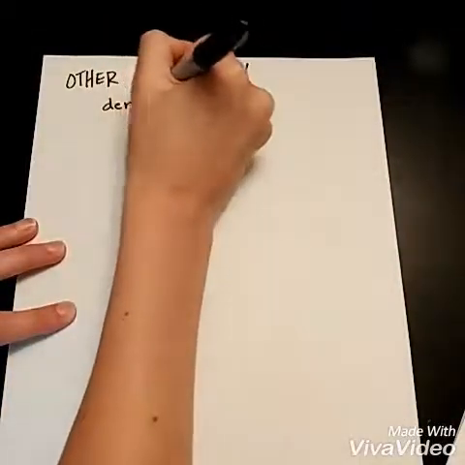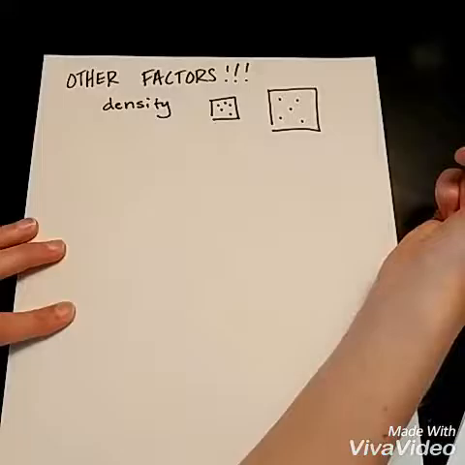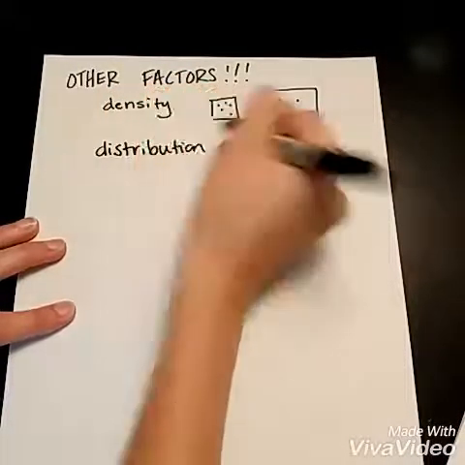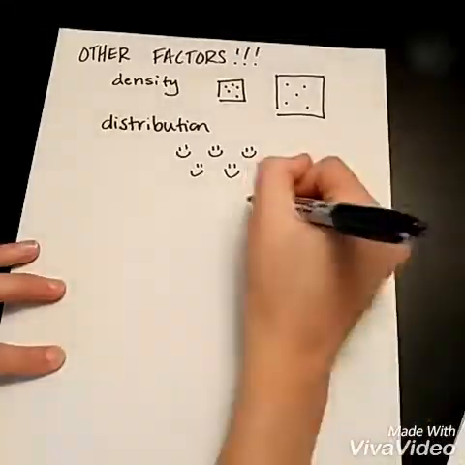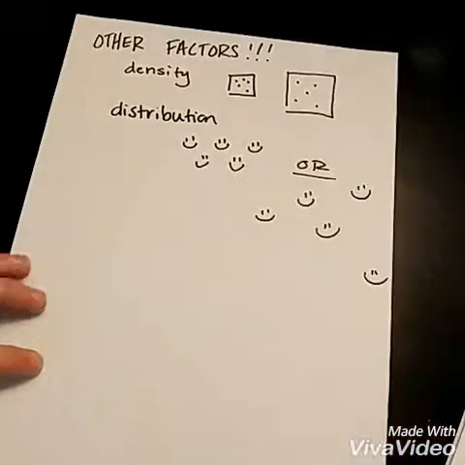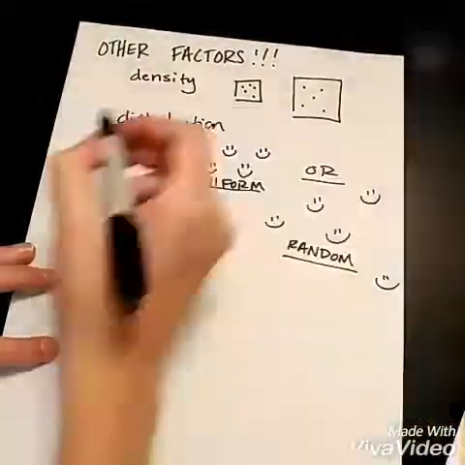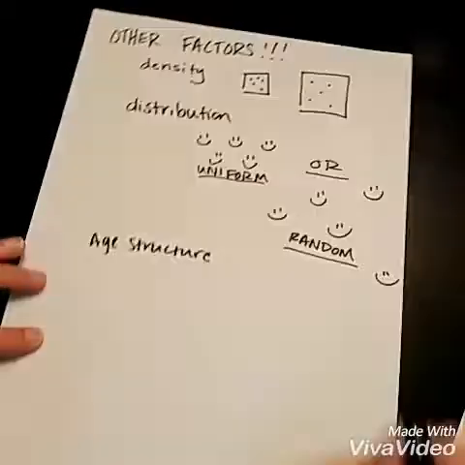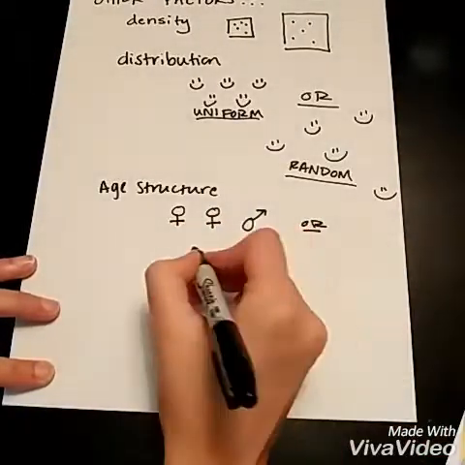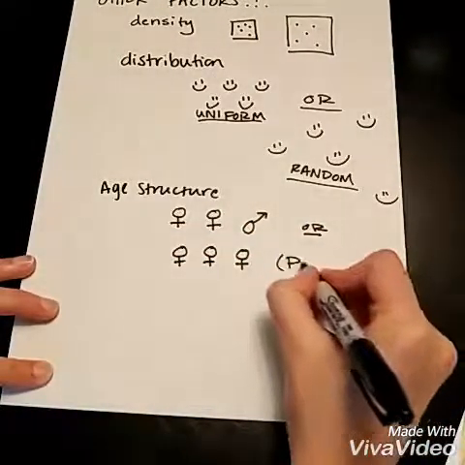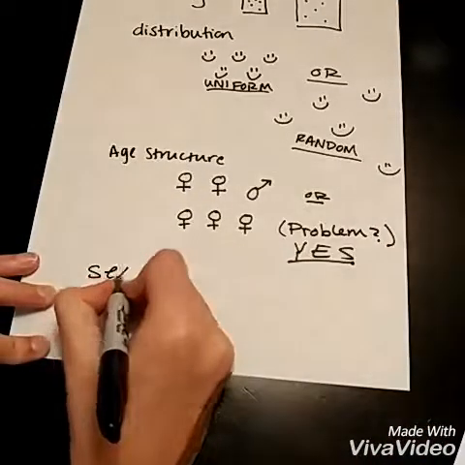Other factors that we can look at in a population are density. So we can have a population of 5 in a small area or a large area. We can look at distribution, which can be represented with these smiley faces, which is uniform or completely random. The next one we're going to see is sex ratio, which we can have 2 females and 1 male or all females. Problem with this? Yes, they will not grow if they are all female.